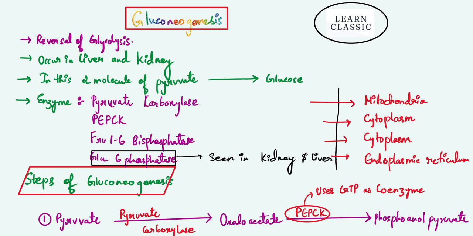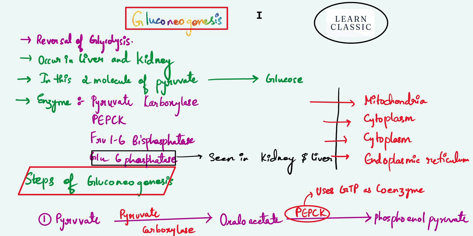Now, some important enzymes of gluconeogenesis include pyruvate carboxylase, PEPCK, fructose 1,6 bisphosphatase, and glucose 6 phosphatase. Glucose 6 phosphatase is an important enzyme that is seen in the liver and the kidney. So: pyruvate carboxylase, PEPCK, fructose 1,6 bisphosphatase, and glucose 6 phosphatase.